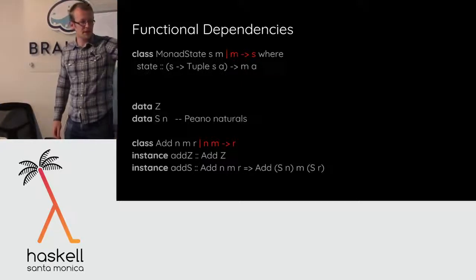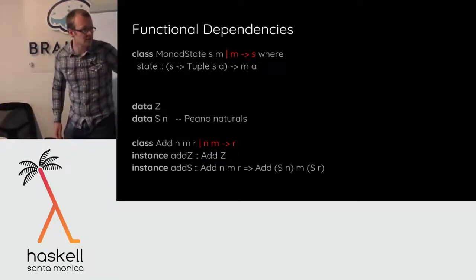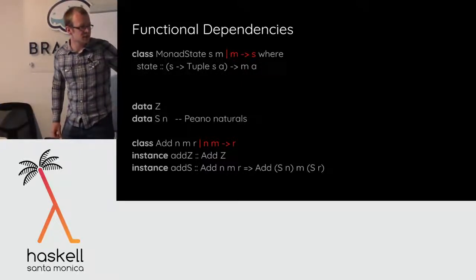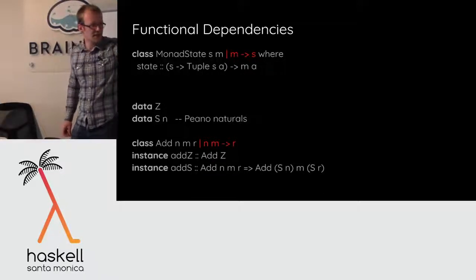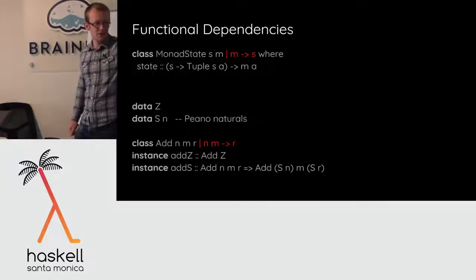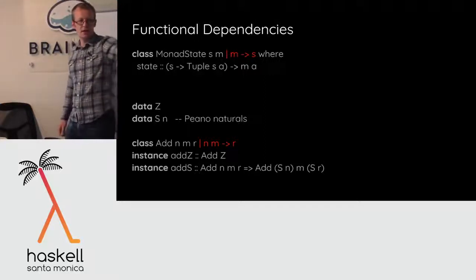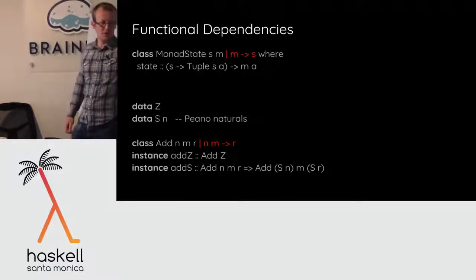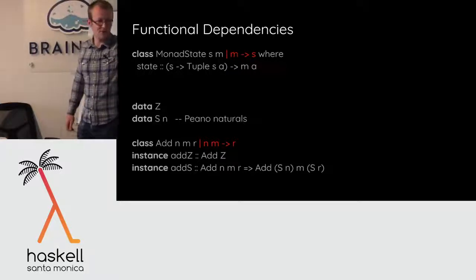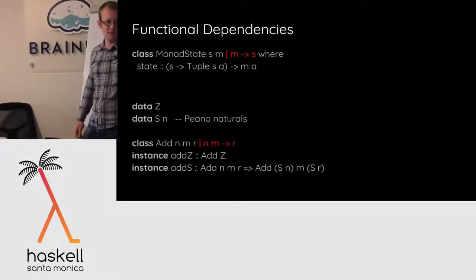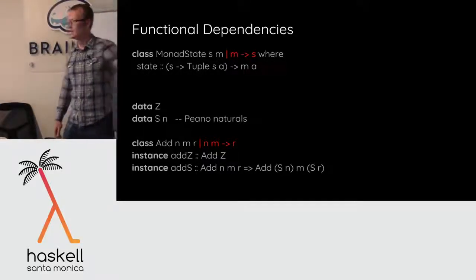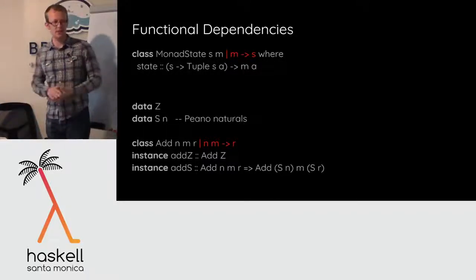So to implement this, it looks like I actually didn't quite finish this. This should say, if I add 0 to any n, I get n. And if I add a successor of m, then I get the successor of what I would have gotten if I'd just added n. So if n plus m is r, then 1 plus n plus m is 1 plus r. So we can just build it up inductively on the left argument.